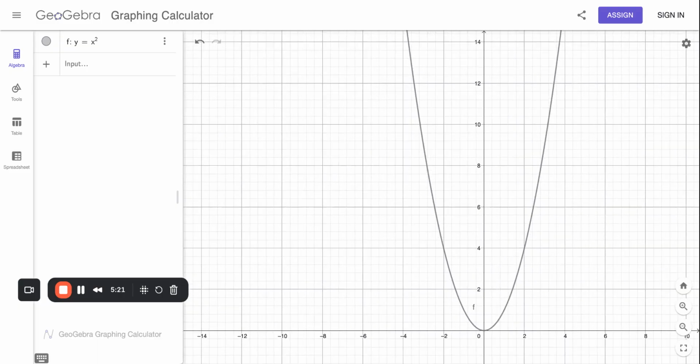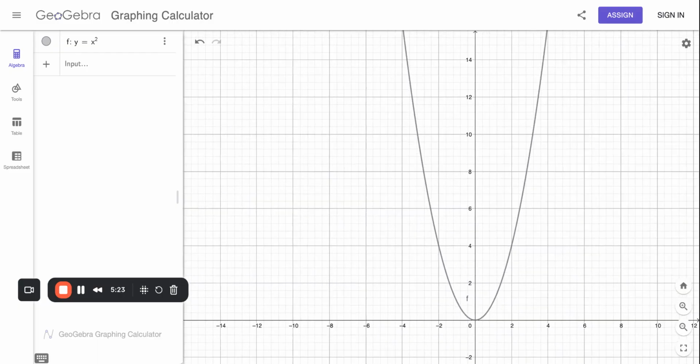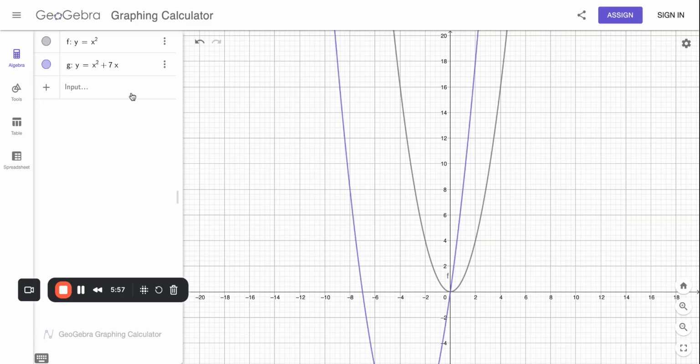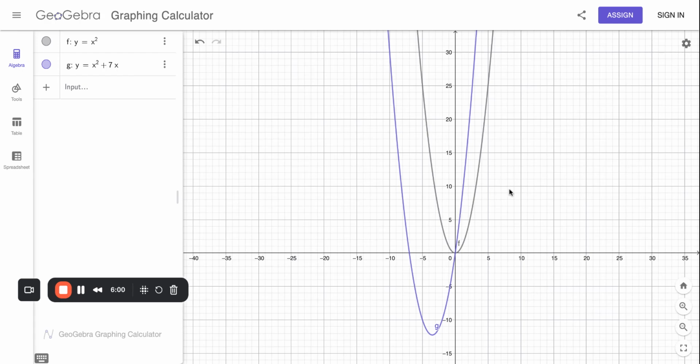Next, what happens? Oh, let's zoom out a bit, right? What happens if we add to this a 7x? Let's try this in another line. Let me call this function g, and we're going to have y equal to x squared plus 7x. Oh, all right, that added 7x as a power. I don't want that. Let me get that right. All right, we're good now. Plus 7x. Let us see what happens.